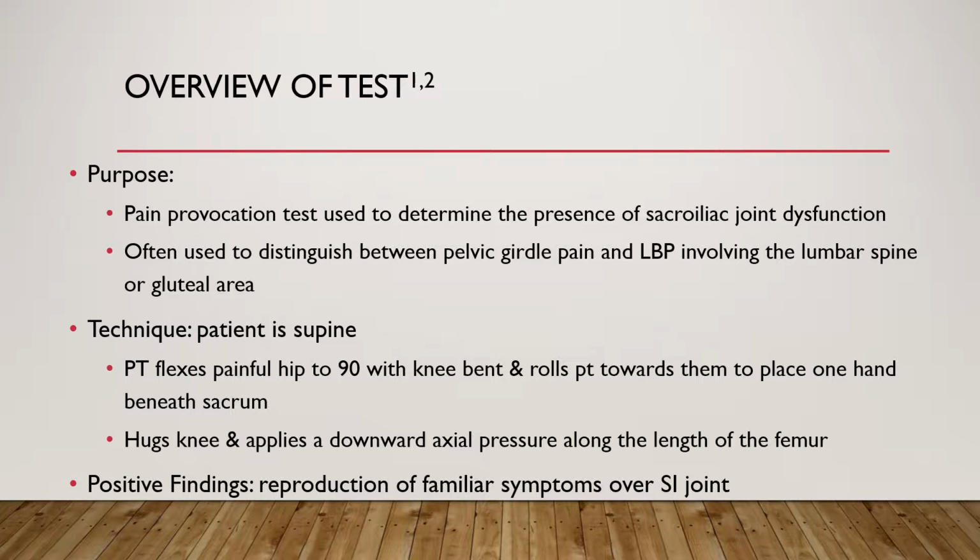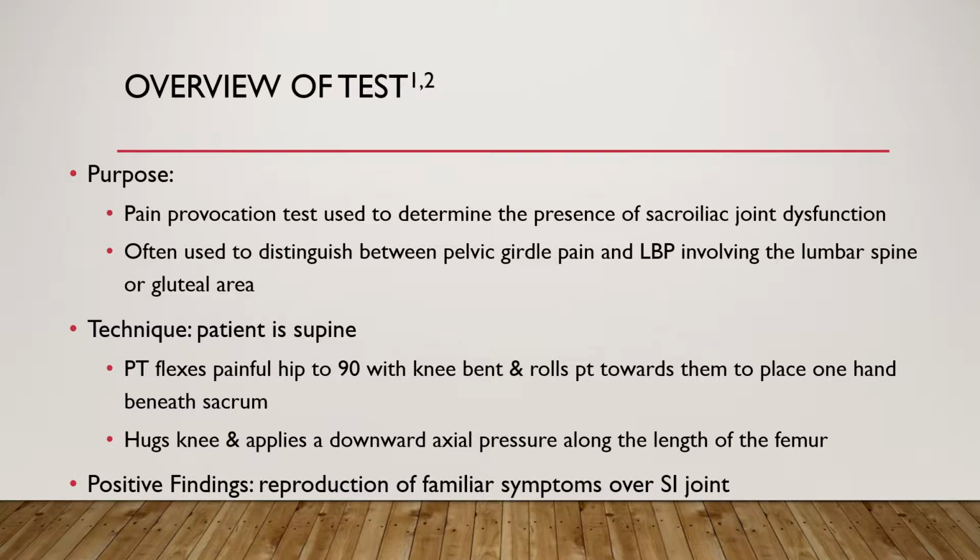The purpose of the thigh thrust test: it's a pain provocation test used to determine the presence of SI joint dysfunction, but cannot diagnose SI joint pathology. Often used to distinguish between pelvic girdle pain and low back pain involving the lumbar spine or gluteal area. Women are 8 to 10 times more likely to experience SI joint pain or dysfunction, especially if they are pregnant.